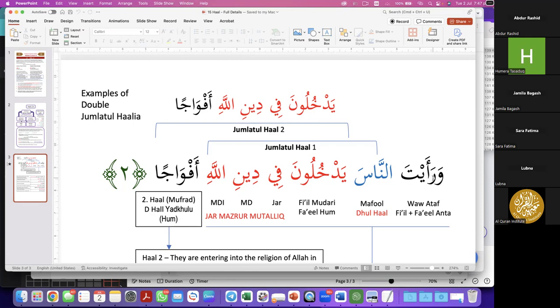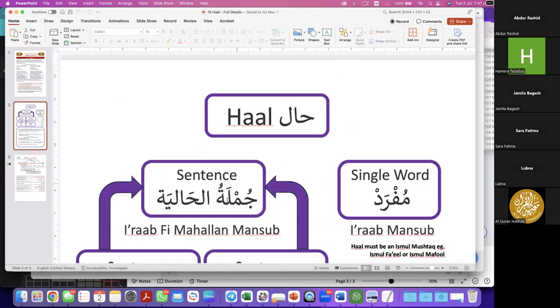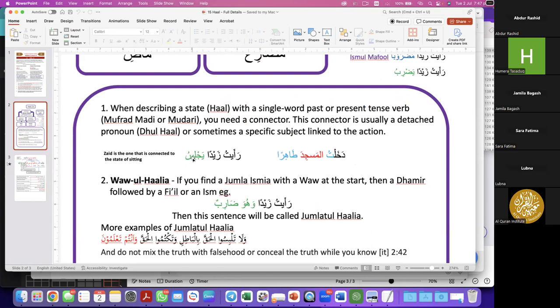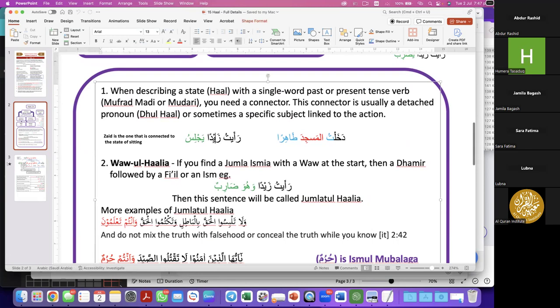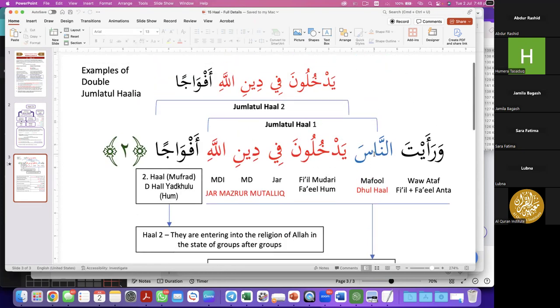And Yadkhuluna fi dinillahi, this is the Hal, a compound Hal. Within that Hal, obviously, Jar Majroor, Muta'alliq, all these are there, as we should find. So it's a compound Hal, Jumlatul Haliyah, with An-Nasa, Yadkhuluna fi dinillahi, Jumlatul Haliyah 1. You understand this because it is exactly what we showed you here. Ra'aytu Zaidan yajlisu. Zaidan is the Dhul Hal here, the subject by name. Exactly the same thing. An-Nasa is the Dhul Hal, and in what state will you see people? You will see people in the state of entering into the religion of Allah. So this is Jumlatul Hal 1.